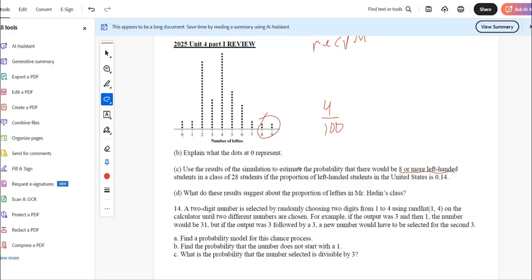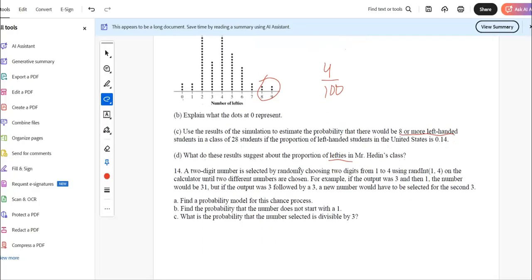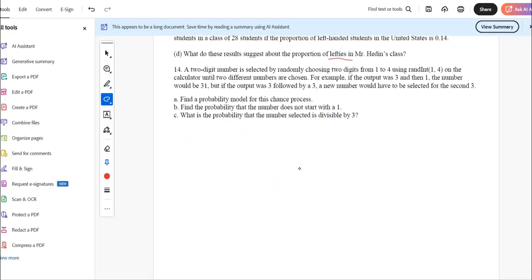What does this suggest about the proportion of lefties in the class? Because only 4% in the 100 simulated trials were that high, we think the number of left-handed students in this class is unusual. I'm not sure I would say they're lying. I just think it's an unusually large number of left-handed folks.